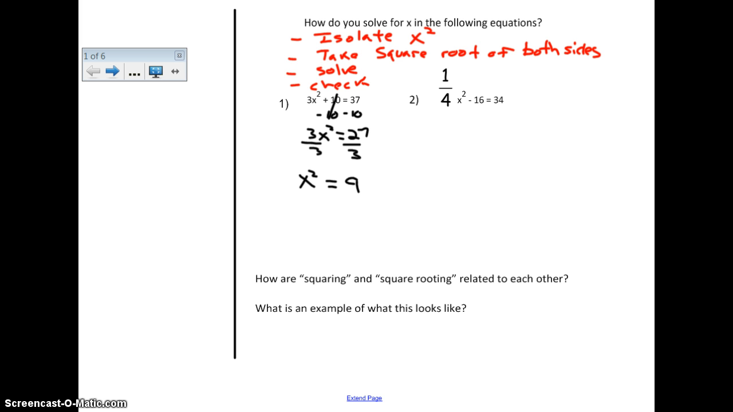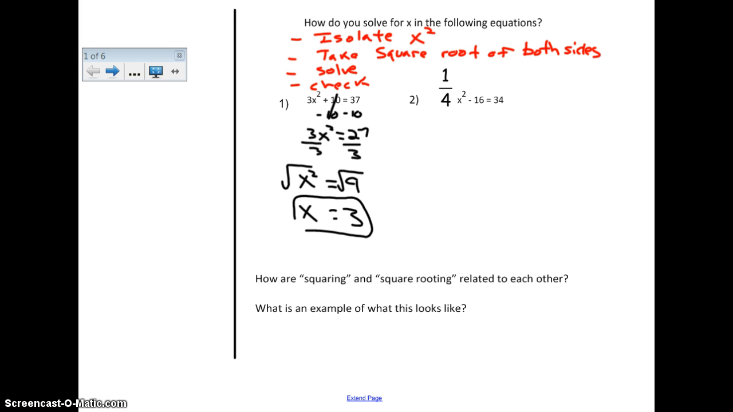x squared is isolated, so now we're going to take the square root of both sides. Take the square root of x squared, which is x. Take the square root of 9, which is 3. x equals 3. Plug it back into the original. 3 times 3 squared is 27. 27 plus 10 equals 37. So that checked out.